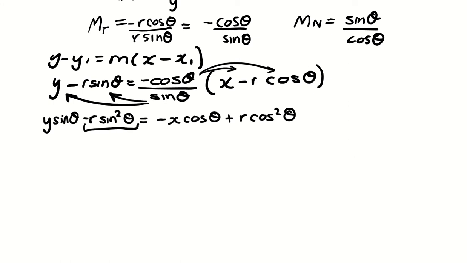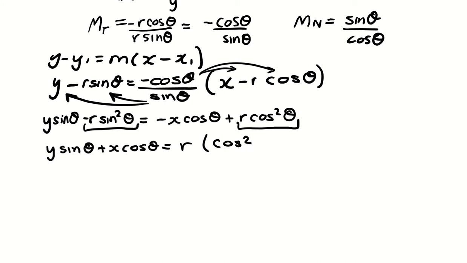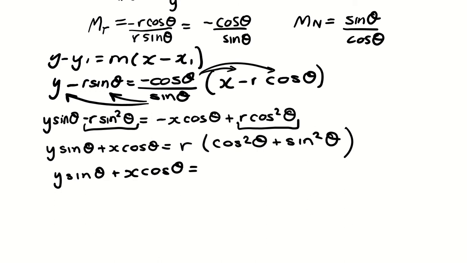I'm going to take over and have my squareds on one side and my other ones on the other side, which is going to give me y sine theta plus x cos theta is equal to r, and I'm going to just do 2 steps here, factorize out the r, my sine will come over and become a positive. Now I know that sine squared theta and cos squared theta plus in together is 1. So I end up with the equation y sine theta plus x cos theta is equal to r.